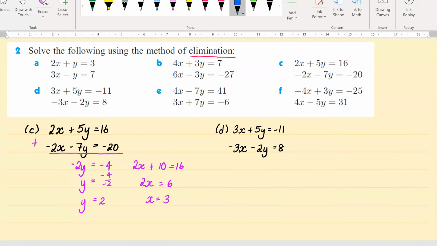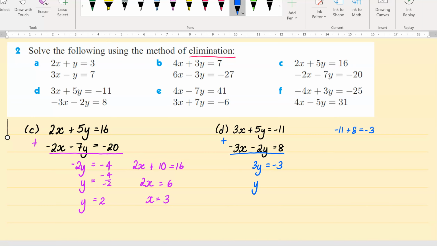Okay, next one, decisions, decisions, decisions. Is it going to be the x's or the y's to go? Okay, I see a 3, another 3, so goodbye x. And it's a positive and a negative, so I'm going to plus them together because 3 plus negative 3, they disappear. 5 plus negative 2y, we've got 3y. Minus 11 plus 8. So again, use your calculator if you need to. Minus 11 plus 8 is going to be minus 3, so that's why it ends up with minus 3.